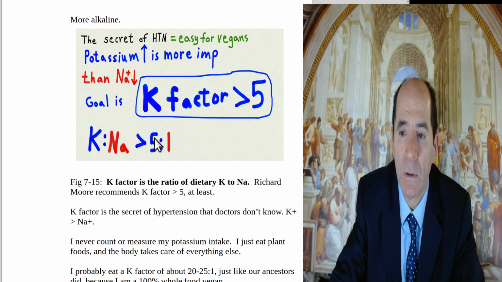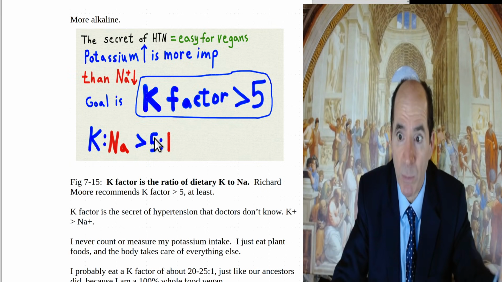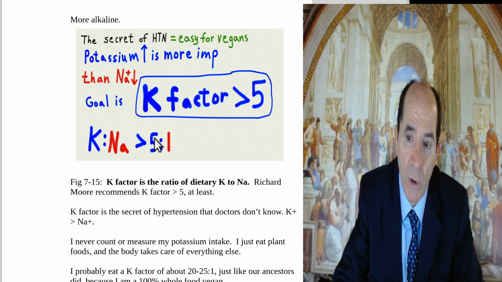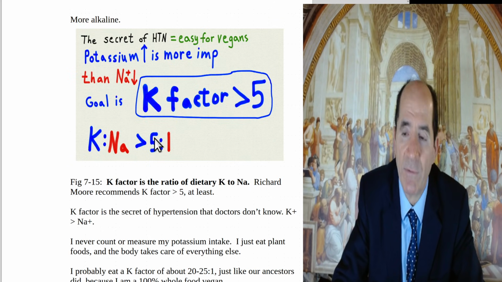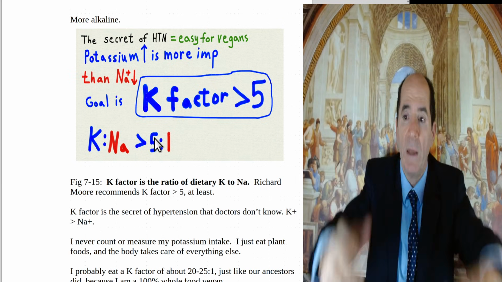Meat's about 4. Okay, we went through this though, but fruits are about 100 to 500 times more potassium than sodium. Starches are about 20 to 100 times more potassium than sodium. Veggies are about 5 to 20 times more potassium than sodium. So all the plant foods are good. Fruits are the best in that sense for K factor. Starches are very good. But what you don't want is to be eating these processed foods, because they tend to be very high in sodium and very low in potassium.